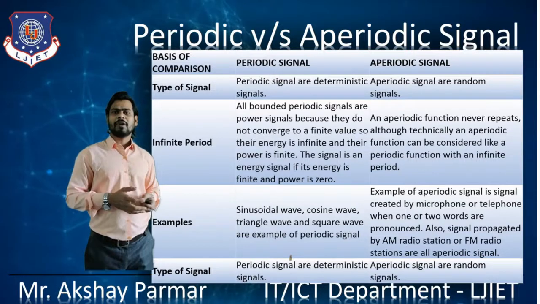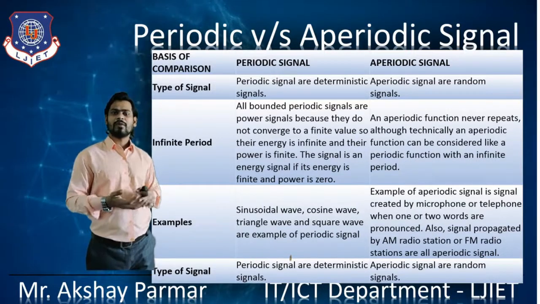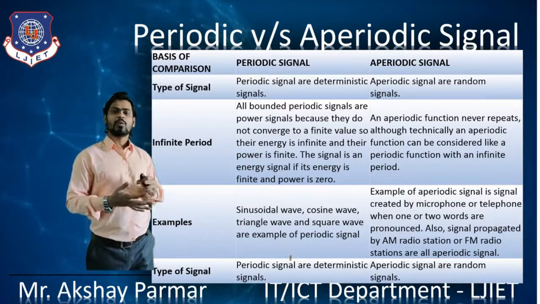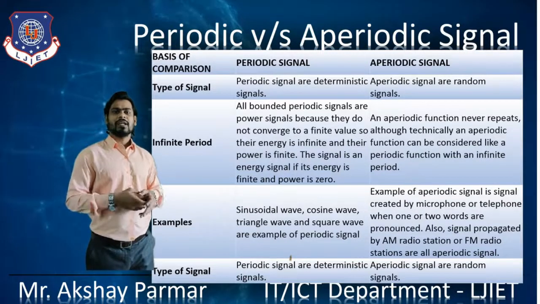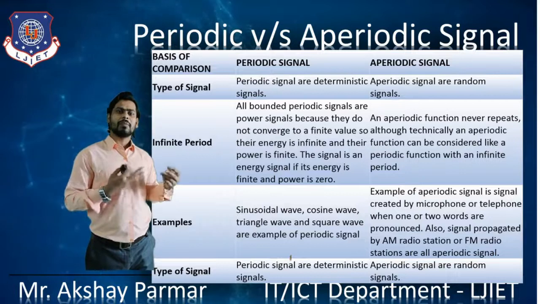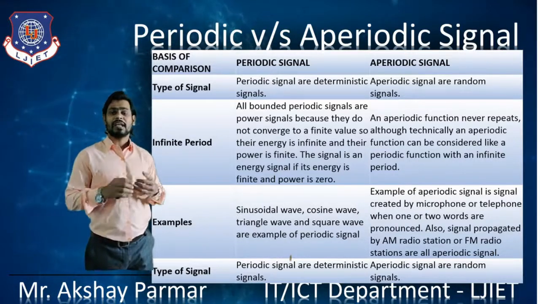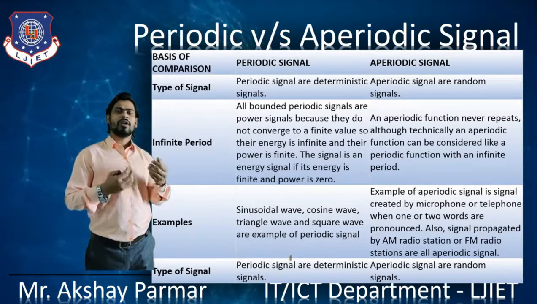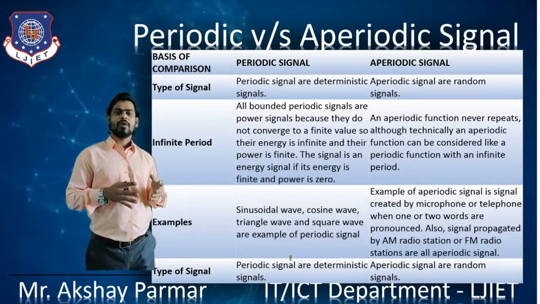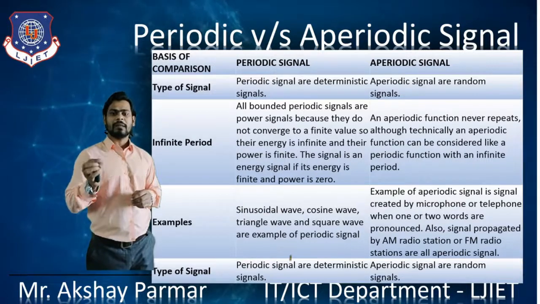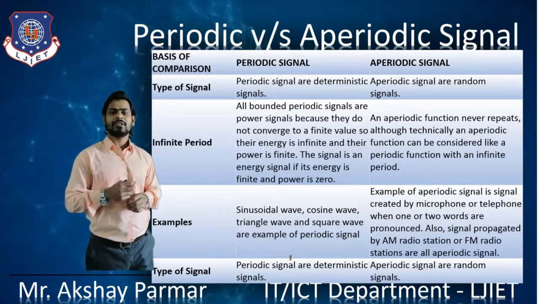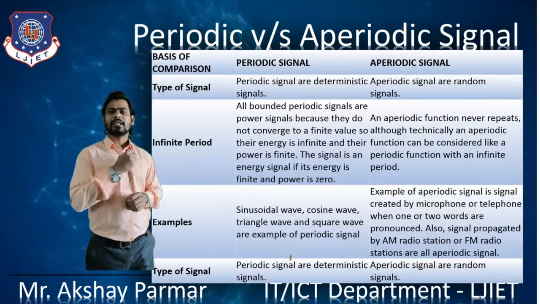Right? Examples of periodic functions are the sinusoidal wave, cosine wave, triangle wave, and square wave. Examples of aperiodic signals are signals created by a microphone or telephone when one or two words are pronounced. Also, signals propagated by an AM radio station or FM radio station are aperiodic signals, right?